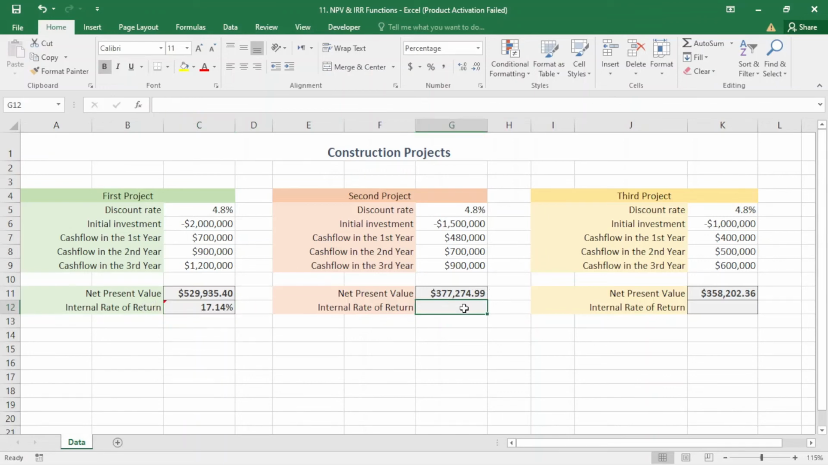I want to apply this here: equal sign, IRR, select the values, and enter. And the same here: equal sign, IRR, select the value, and enter. You can see here is 21%, and here 16%, and here 17%. Of course, if you invest in the third project, we will get more profit. So that's it about IRR and NPV.